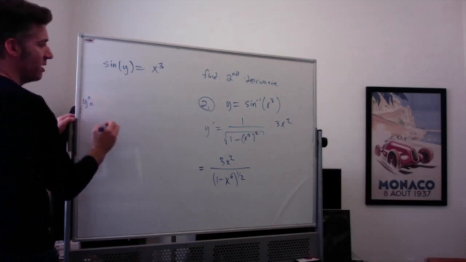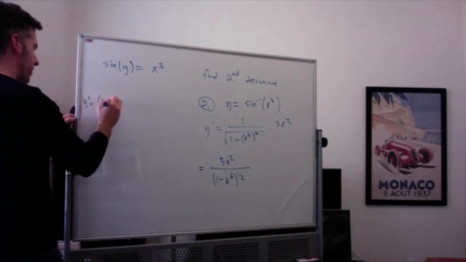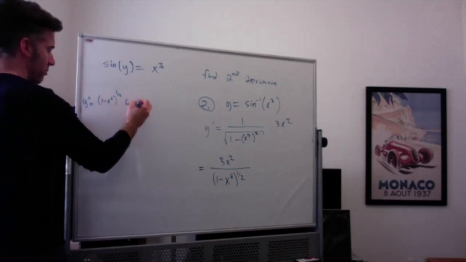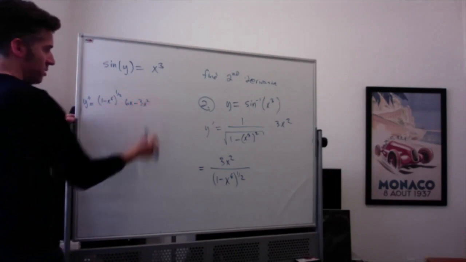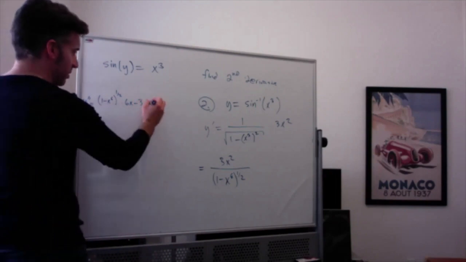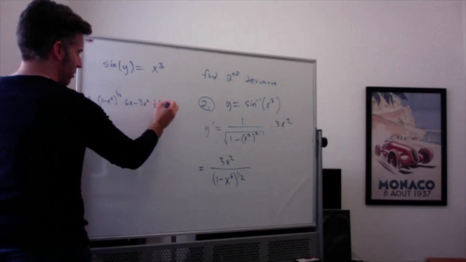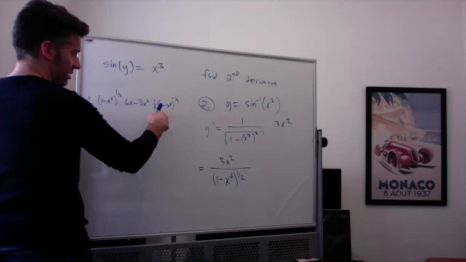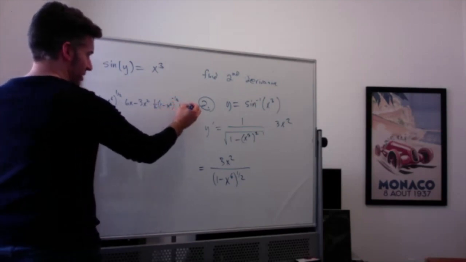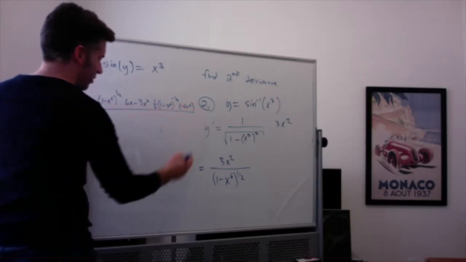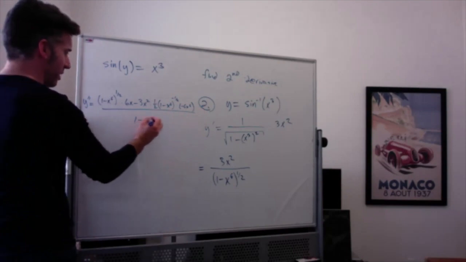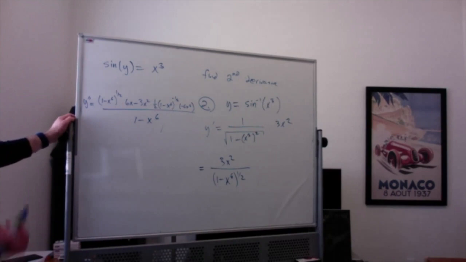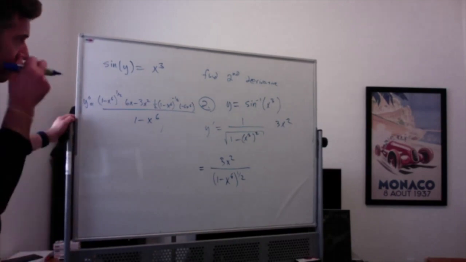Second derivative is the bottom times the derivative of the top, which is 6x, minus the top times the derivative of the bottom, which is going to be a little bit messy. It's going to be 1/2 times (1 minus x to the 6th) to the negative 1/2 times the derivative of negative x to the 6th, which is negative 6x to the 5th, over the denominator squared, which is just going to be 1 minus x to the 6th. Yes, there's simplifying to do here. No, I don't really care to do it.